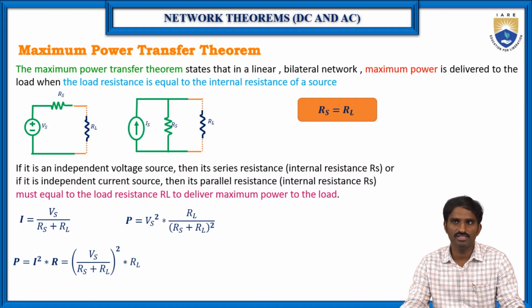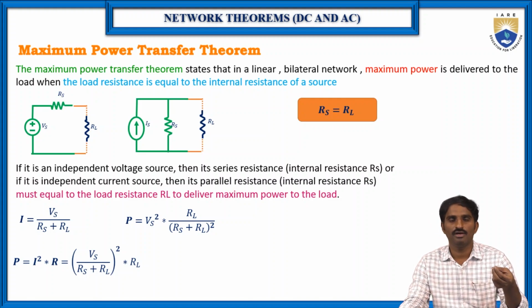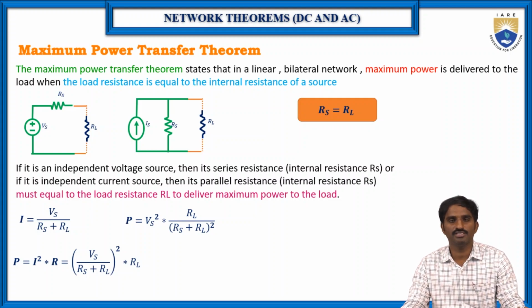So maximum power is delivered to the load when the load resistance is equal to the internal resistance of a source. Right. So the condition at which the maximum power is delivered to the load is when the load resistance is equal to the internal resistance of the source. Then the maximum power will be delivered to that particular load. Right. So this is the condition to deliver the maximum power to the load.